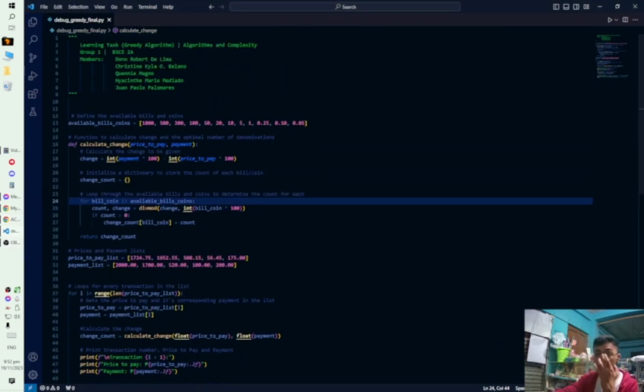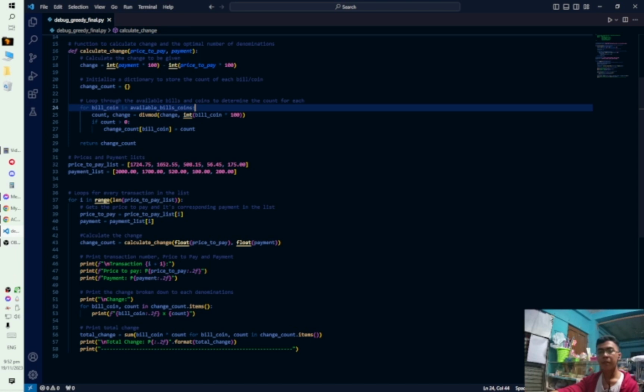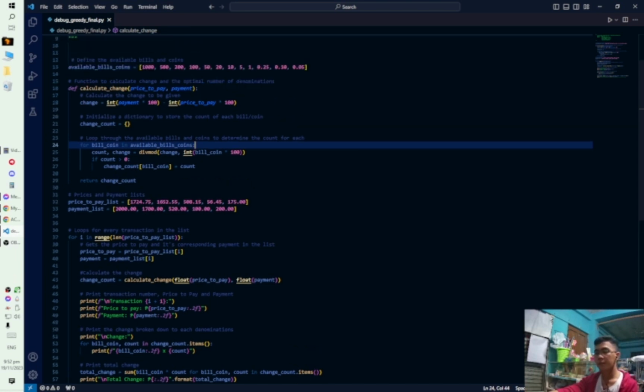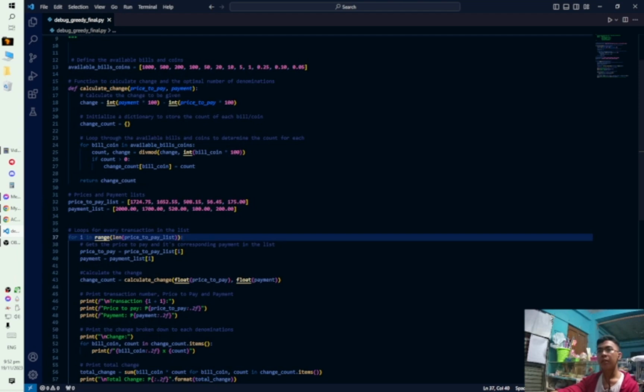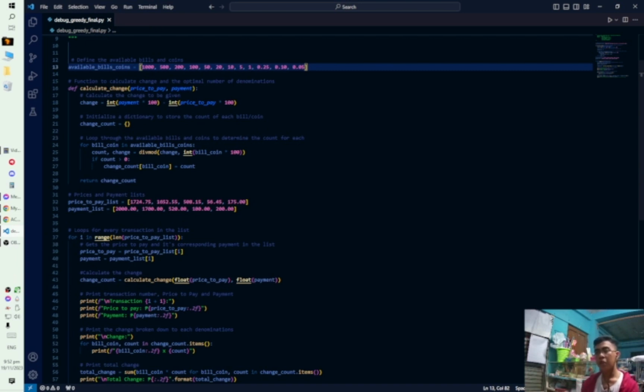So what we have here is the Python program that we made for this specific problem. We're gonna use the greedy algorithm. So let's discuss this one by one. First, we need to define the denominations of bills and coins. So we have a thousand peso bill up to 5 cents.